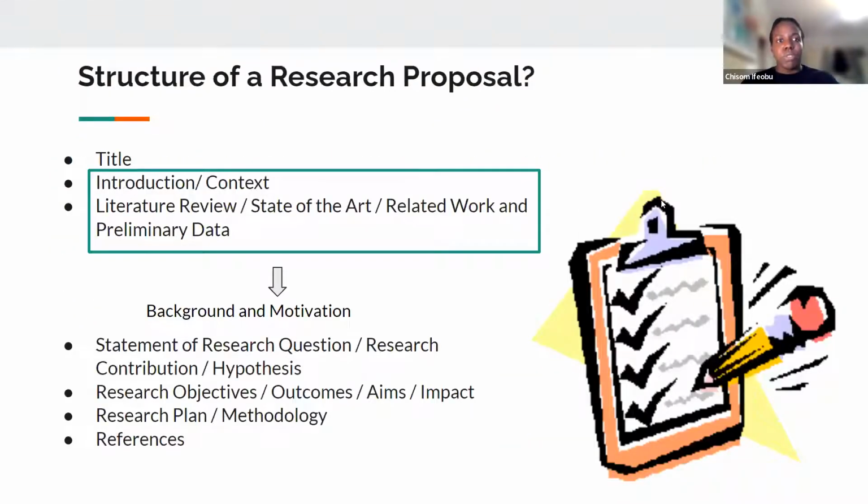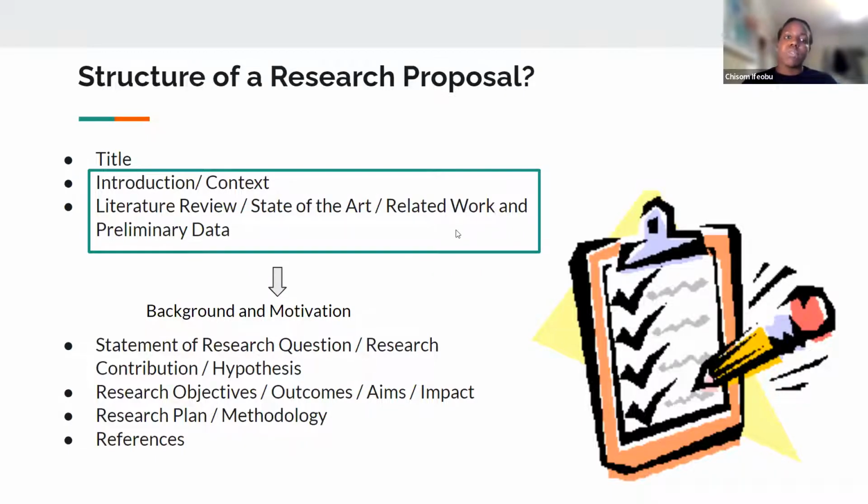So, a brief overview of the structure of your research proposal. You need to give a title of your project, and it doesn't need to be anything fancy. It just needs to tell the person reading it what your project is about, essentially.